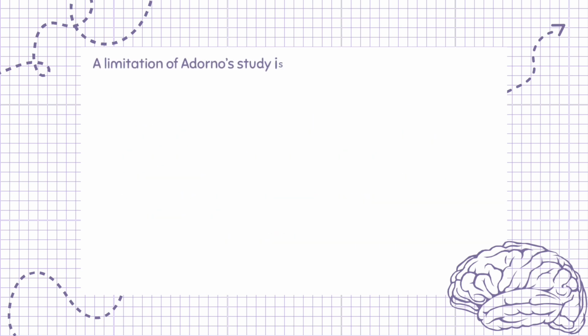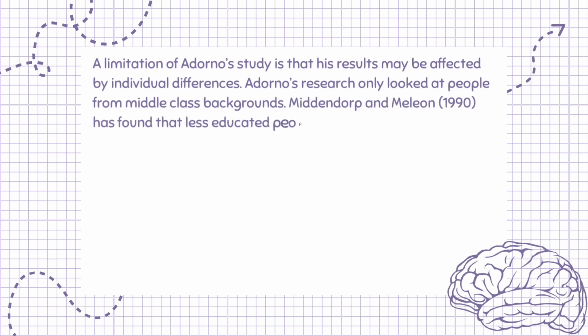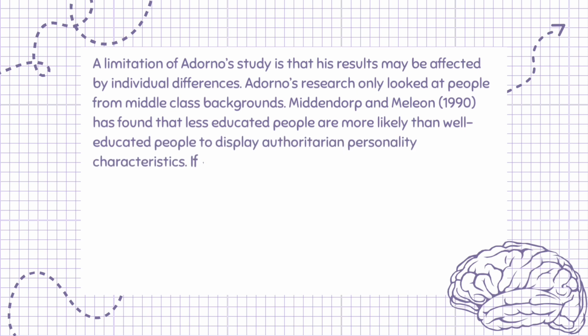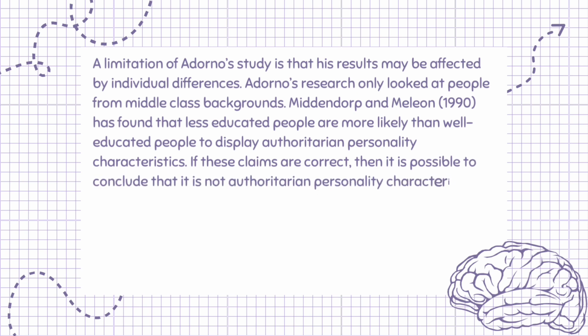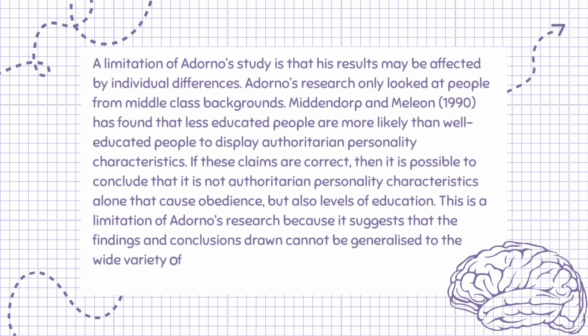A limitation of Adorno's study is that his results may be affected by individual differences. Adorno's research only looked at people from middle-class backgrounds. Middendorp and Meloen, 1990, found that less educated people are more likely than well-educated people to display authoritarian personality characteristics. If these claims are correct, then it is possible to conclude that it is not authoritarian personality characteristics alone that cause obedience, but also levels of education. This is a limitation of Adorno's research because it suggests that the findings and conclusions drawn cannot be generalized to the wide variety of social groups and classes in the entire population.